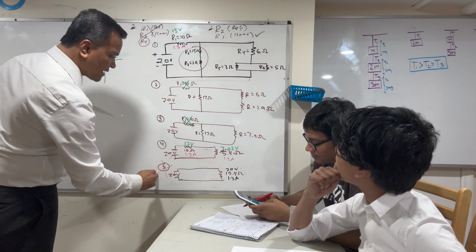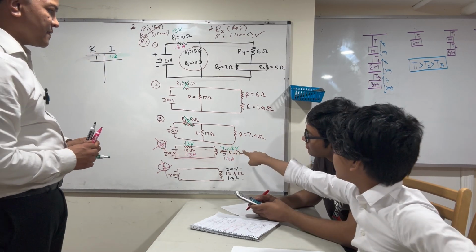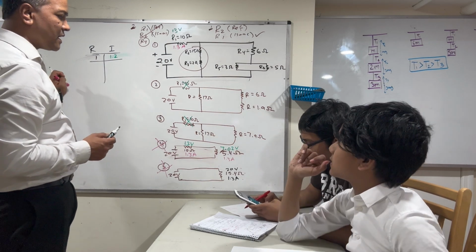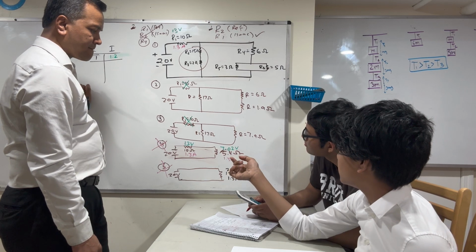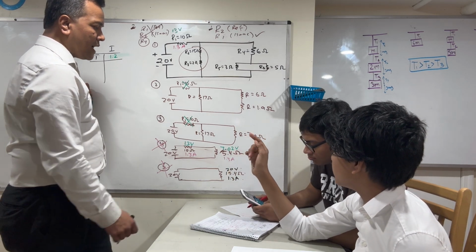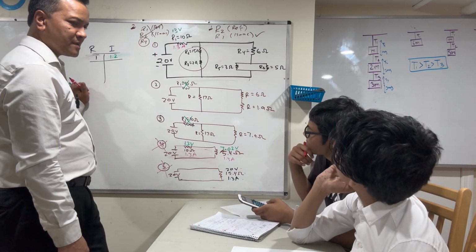You're done with diagram 5. You're even done with diagram 4. Now I have a question for Isaac. Isaac, can you tell me where 5.4 comes from? Adding 17 and 7.9. 17 and 7.9 are in what type of relationship? Parallel.